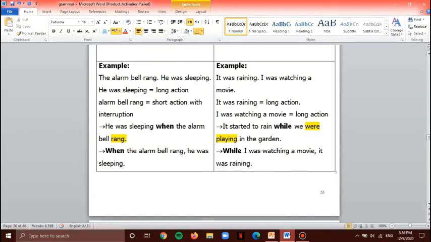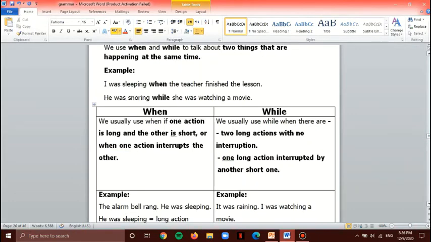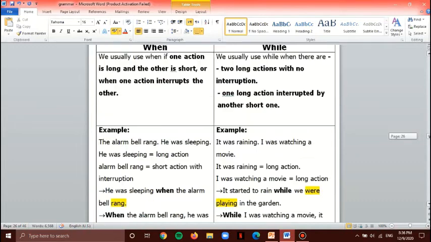Now, when do I use while? I use while if there are two long actions that do not interrupt each other. They are both happening at the same time without interrupting each other, or if I have a long action that was interrupted by a short one.